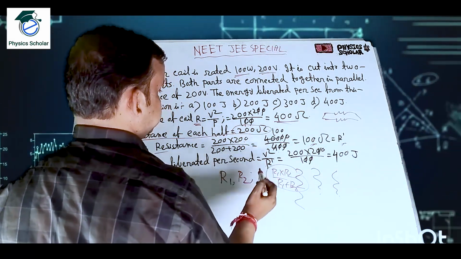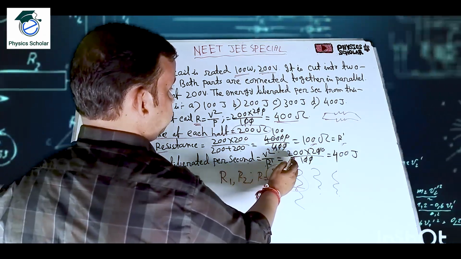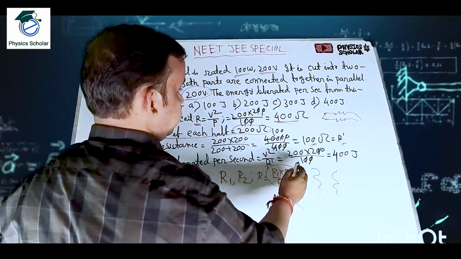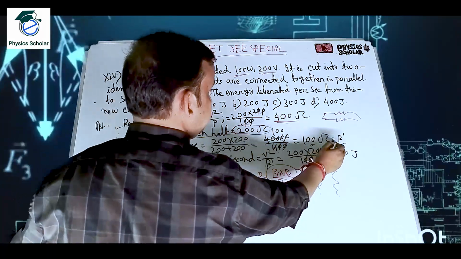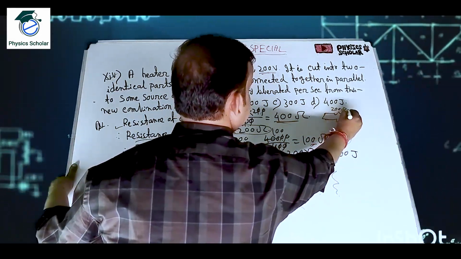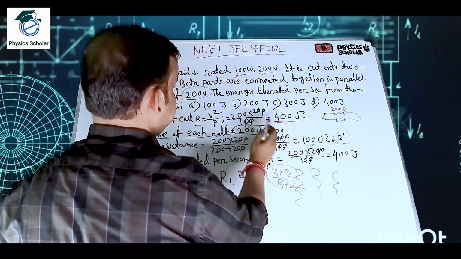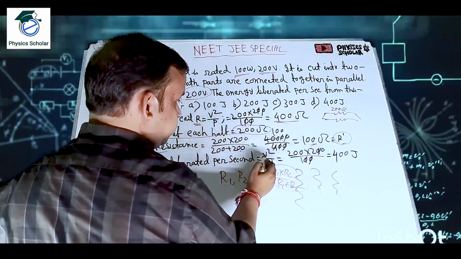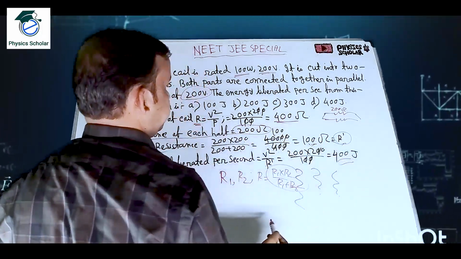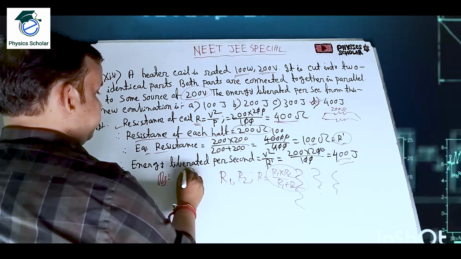V square by R dash. The energy liberated per second will be V square by R dash, where V is the 200 volt voltage source. So 200 into 200 divided by R dash, the equivalent resistance of the two resistors of 200 ohms each. Clear? So the equivalent resistance is 100. V square means 200 into 200 divided by R dash, which is 100. Then what is coming? 400 joule. So which option is correct? Option D. So the answer will be option D.